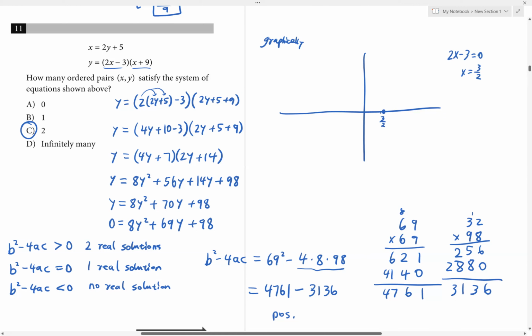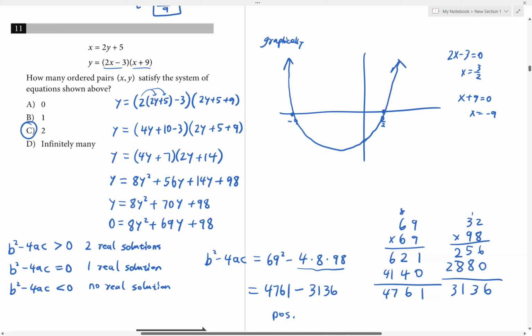The graph doesn't have to be perfect, so let's just say 3 over 2 right there. Then x plus 9 equals 0, x equals negative 9, and that's another x-intercept at negative 9. The parabola should open upward because there's a positive a value in front. So it's a parabola opening up, and the graph should look something like this.